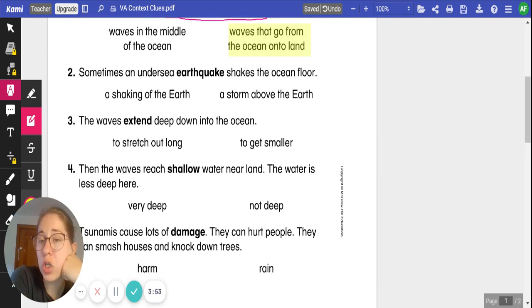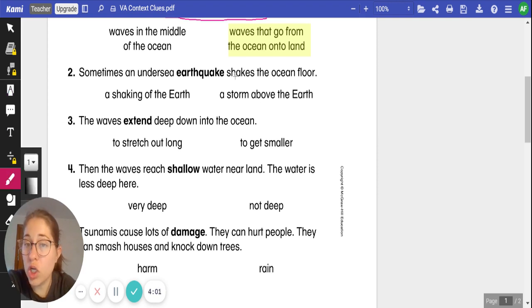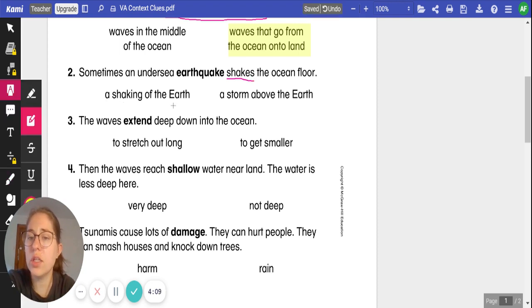Our bolded word is earthquake. Let's see if we can figure out what that means. In our sentence, I see the word shakes. Let's look at our definitions. A shaking of the earth or a storm above the earth. Well, I see the word shakes in our sentence, so I know that an earthquake means a shaking of the earth.